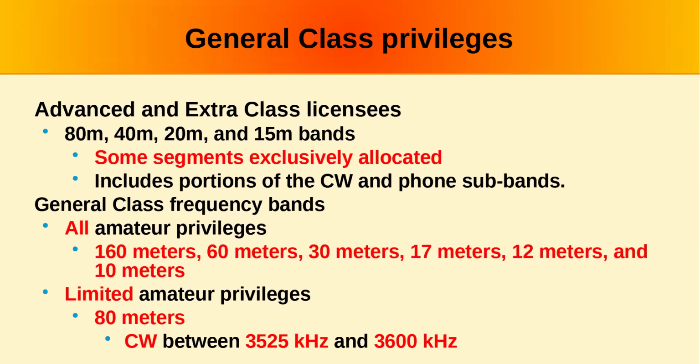In the general class, they basically have all amateur privileges for the 160 up through 10, excluding those extra subbands. And then there's a limitation on 80 meters of only doing CW between 3525 and 3600 kilohertz.